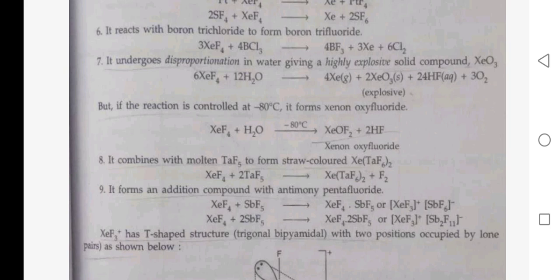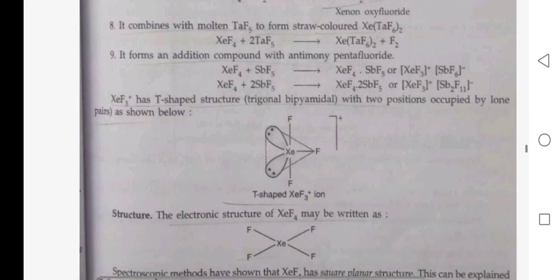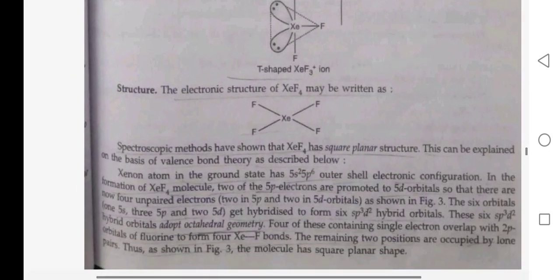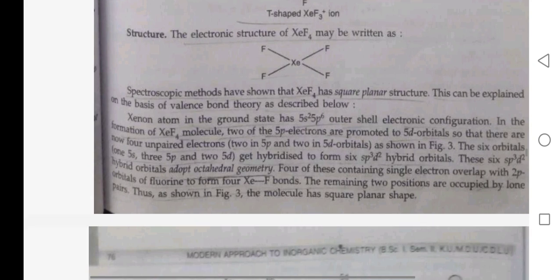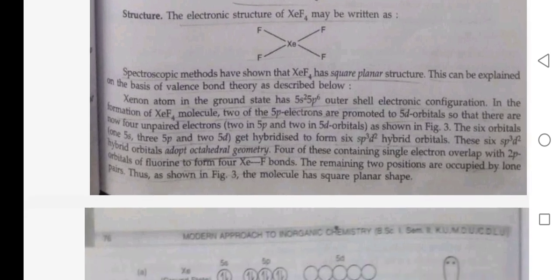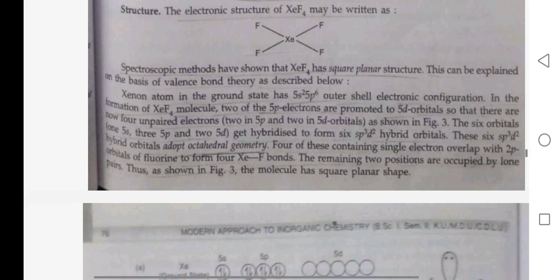It combines with molten AF5 to form straw-colored XeF3+AF6-. It forms an addition compound with antimony pentafluoride. The electronic structure of XeF4 may be written as follows. Spectroscopic methods have shown that xenon tetrafluoride has a square planar structure. This can be explained on the basis of valence bond theory as discussed below.